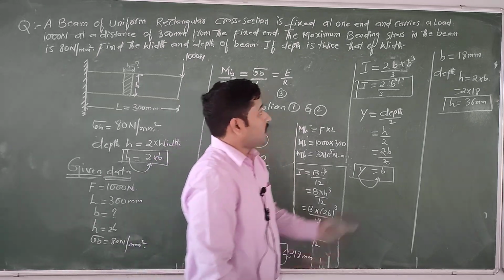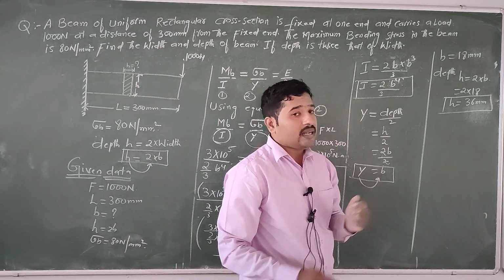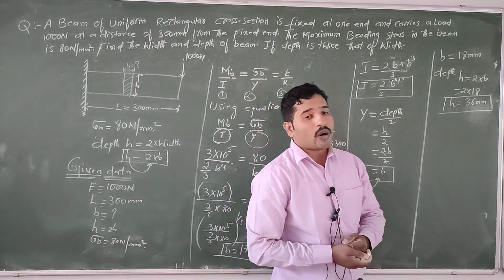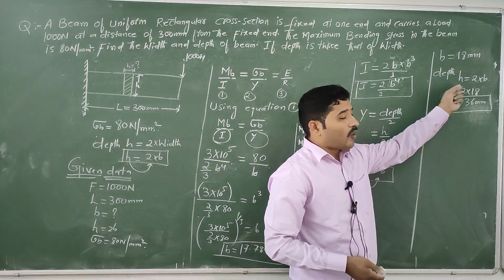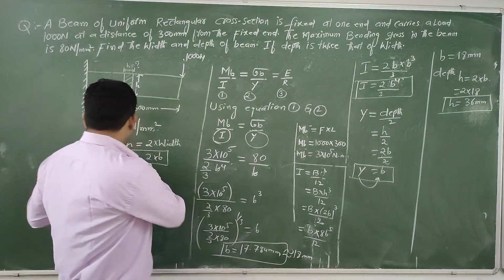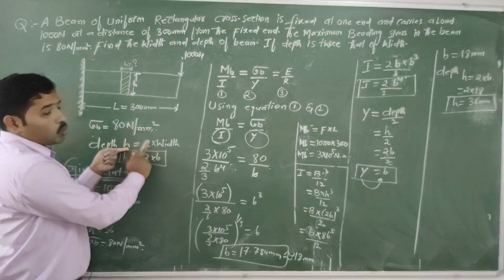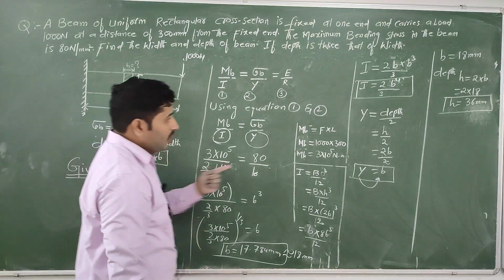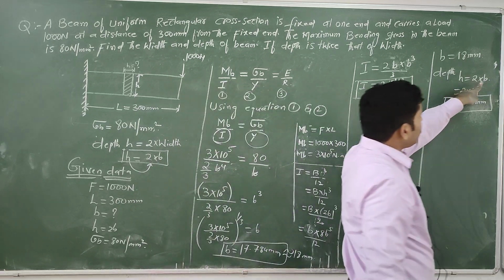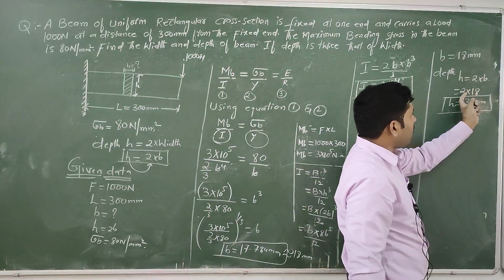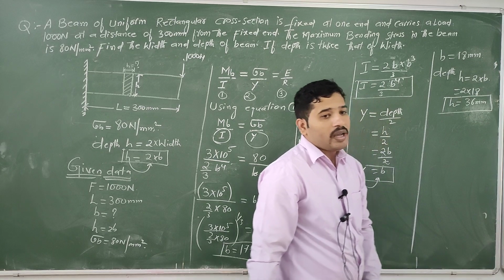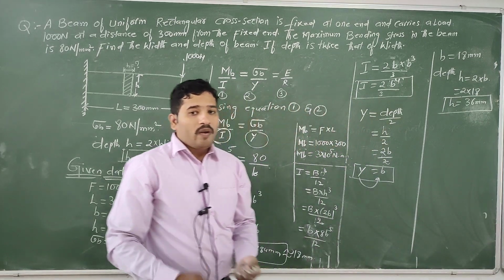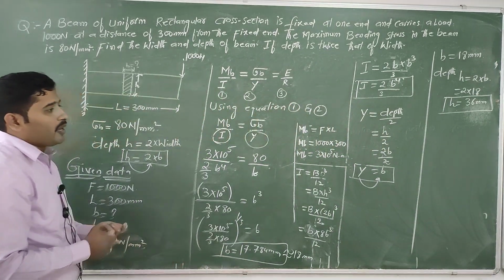We have to consider the breadth as 18 mm, and we need to find the depth. The formula: the depth H is equal to 2 times the width, so 2 into B. B is already given as 18. If you multiply 2 into 18, the value is 36 mm. So we can easily find the values of B and H.